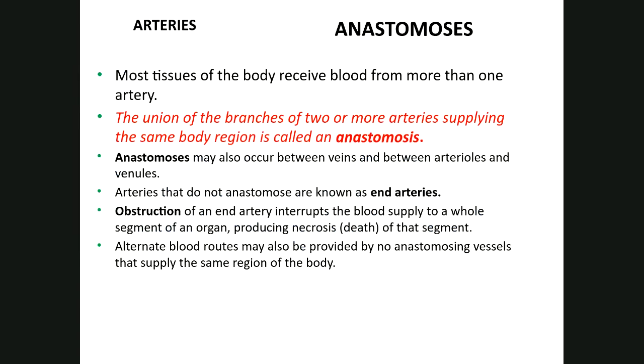The term anastomosis. What the term anastomosis means, it's the union of branches of two or more arteries supplying the same body region is called an anastomosis. So arteries that do not have an anastomosis are called end arteries. When we have an obstruction of an end artery, this can result in necrosis or death of that tissue because there isn't an anastomosis or another branch supplying that same region.